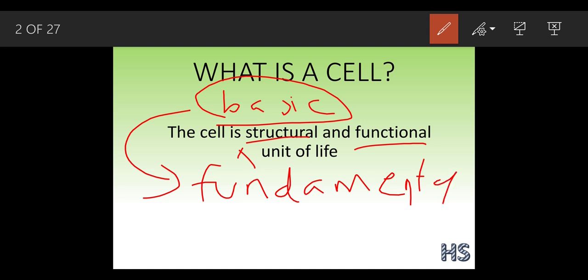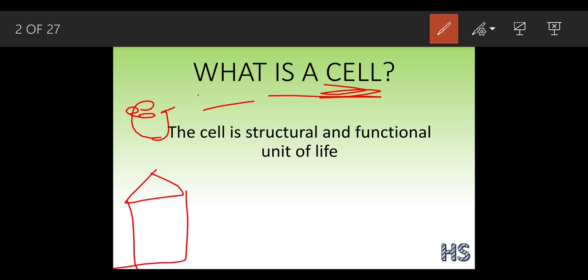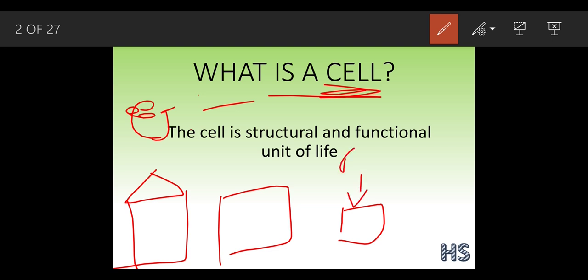Now, in easy language, we have to understand what this cell is. So let's understand with an example. Suppose I am making a house. This house is made up of 4 walls. These walls are made up of bricks. This wall is made up of bricks. And this is a wall, and this is the house.